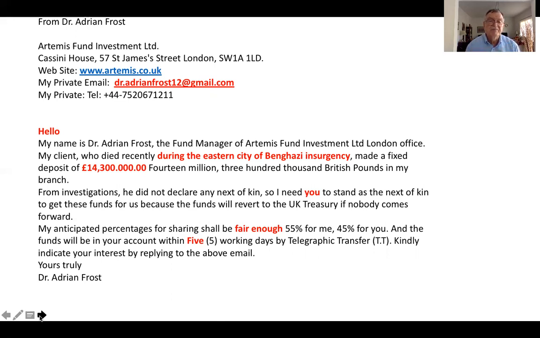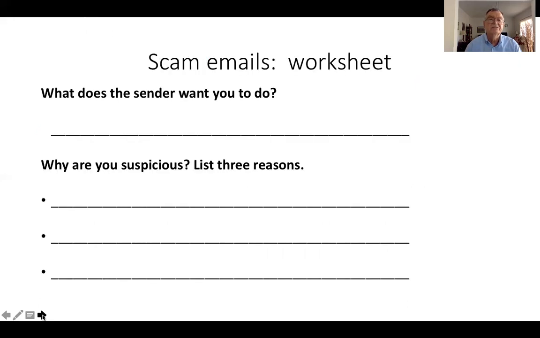A capital F for a 5. Okay, so what does he want you to do? He wants me to reply to the email. Okay, and then I guess he's probably going to ask for bank account details and so on. Well, how can we exploit these? How can we turn them around to our advantage so we've got material for the classroom?